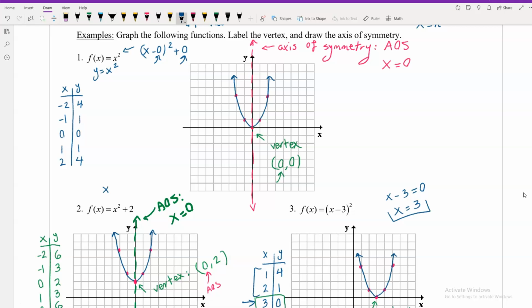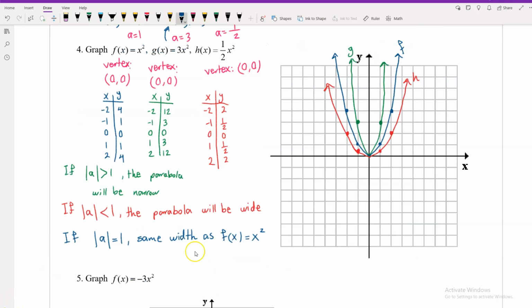For this one, (x - 0)^2 plus 2. Vertex is (0, 2). And this one here, (x - 3)^2 plus 0. Vertex is (3, 0). So based on what we have for these functions, these graphs, the one that is in blue is for f, green is g, and red is for h.